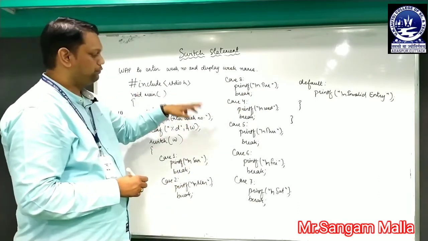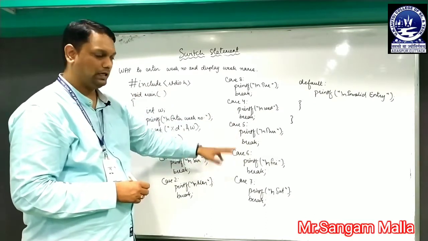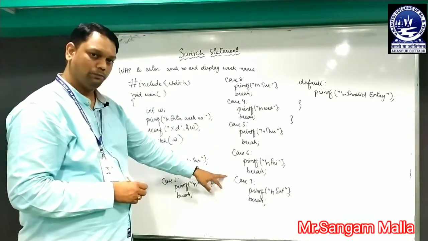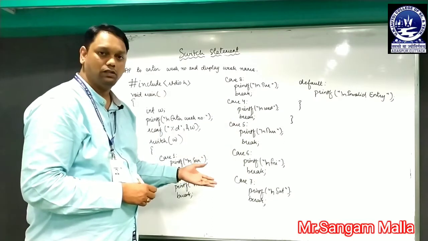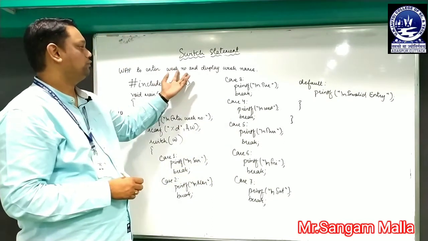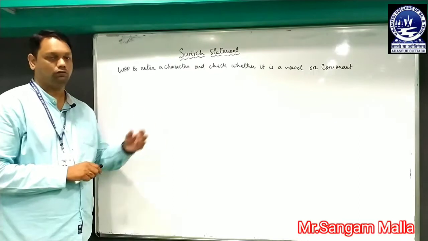So if this program is executed and any number between 1 to 7 is given, then it will print the subsequent weekday name. So this is to enter a weekday number and display the weekday name. Now we have another example.